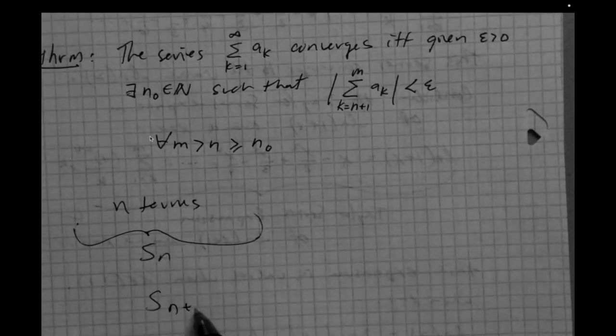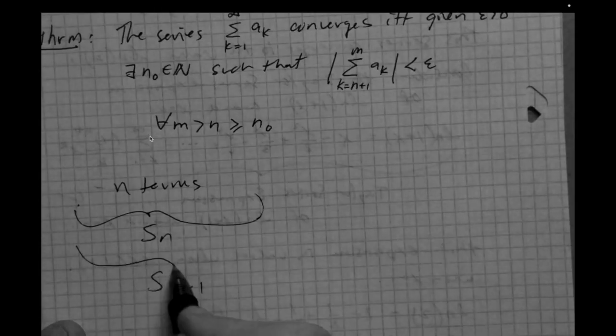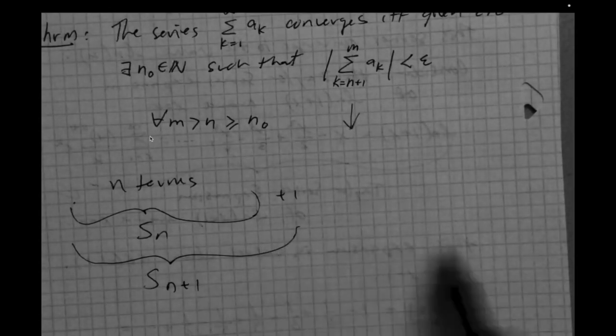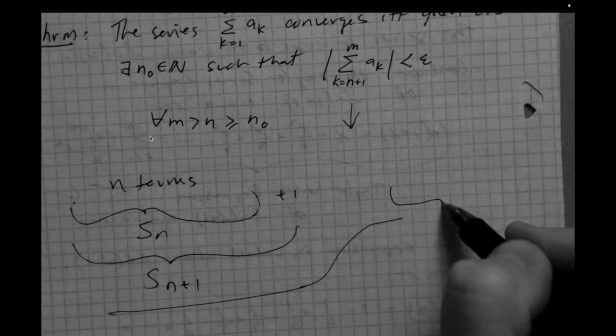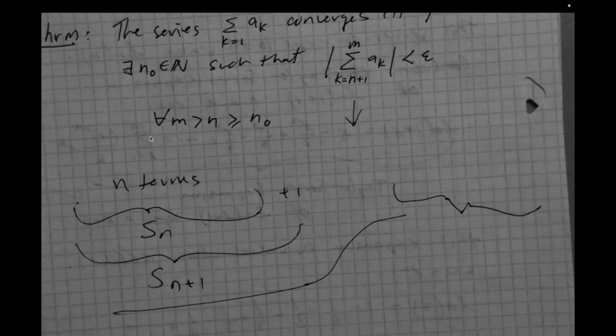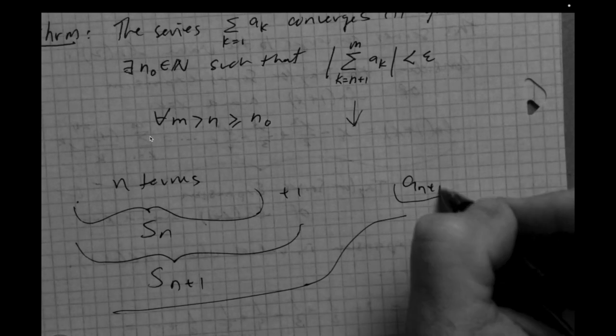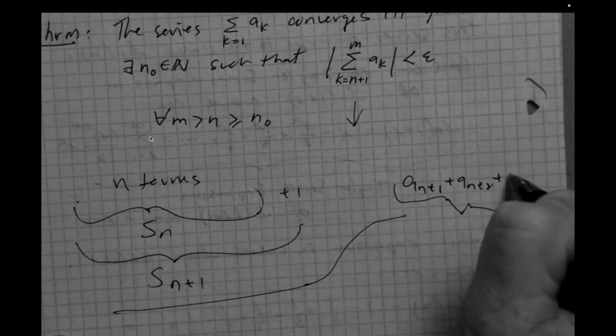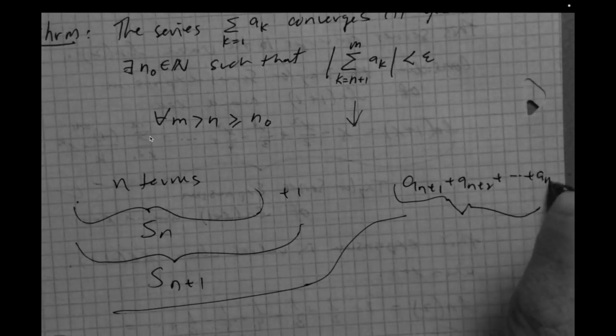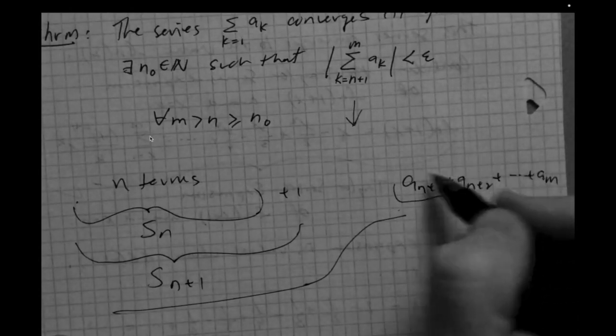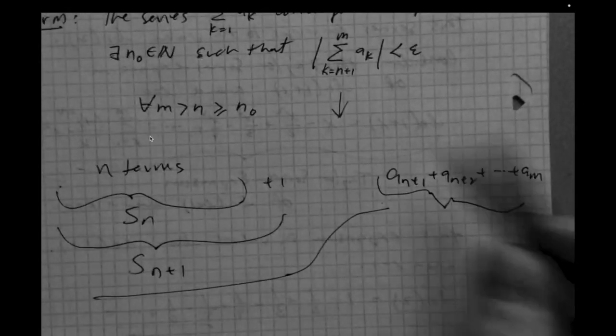S of n plus 1 is going to be the sum of the first n terms plus the next term, right? What this is talking about is going way out into the series and just summing from here forward, right? So this would be like a sub n plus 1 plus a sub n plus 2 plus dot dot dot plus a sub m, right? Where these two, n and m, can be arbitrarily far apart.